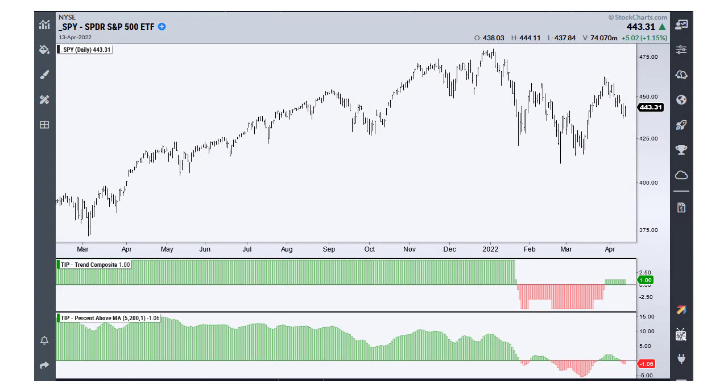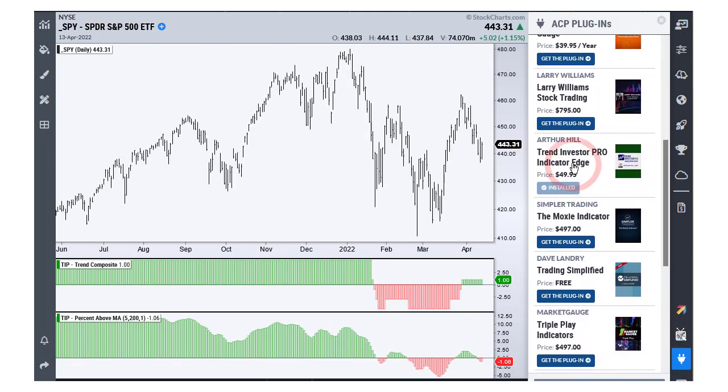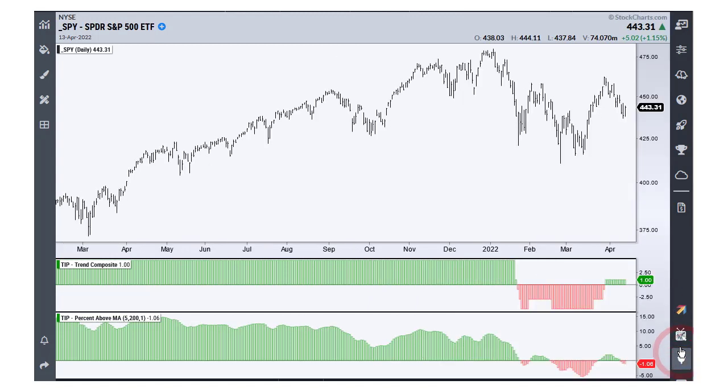So I'm going to start out on StockCharts ACP, and I've got two indicators here. I've got the trend composite, which aggregates signals in 5 trend following indicators, and you can see it's +1 for SPY, which means 3 of the indicators have bullish signals and 2 have bearish signals. The net is +1. And if you're interested in learning more about that indicator, if you go down to plugins and open that link there, you can see there's a Trend Investor Pro Indicator Edge plugin for more information.